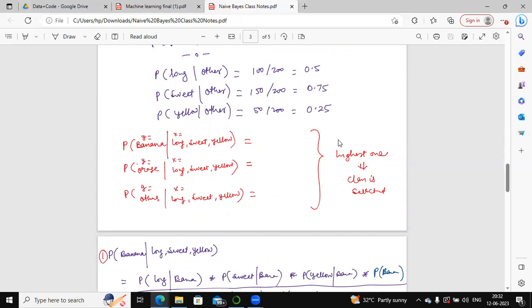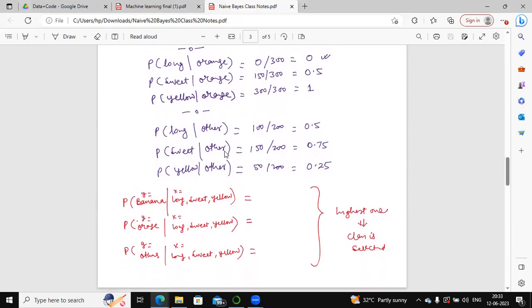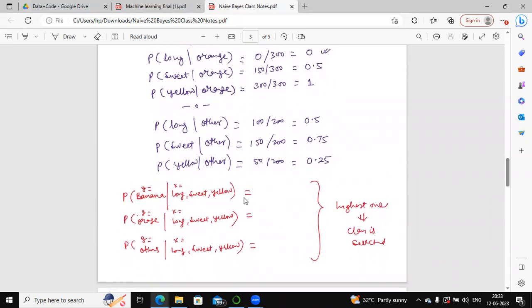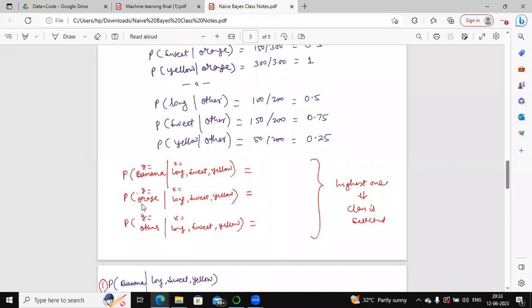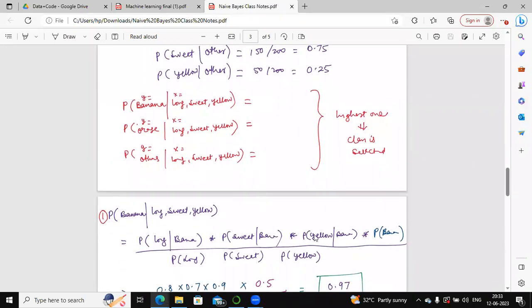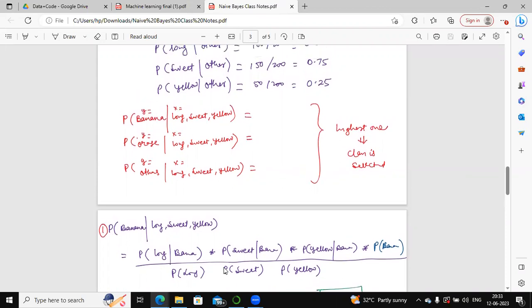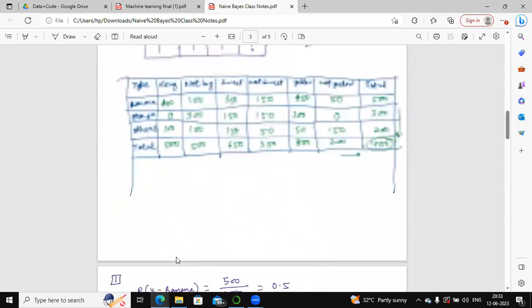Now we have to find the probability of y equal to banana given that the fruit is long, sweet, and yellow. So P of y equal to k, where y is banana and x is long, sweet, and yellow. What is the formula for this? Probability of long given banana, probability of sweet given banana, probability of yellow given banana, into probability of banana, divided by probability of long, probability of sweet, probability of yellow.